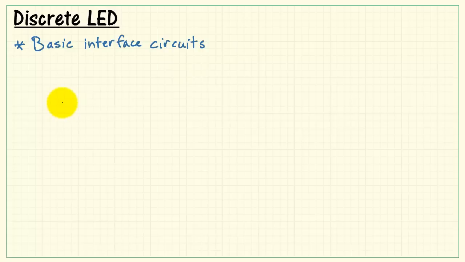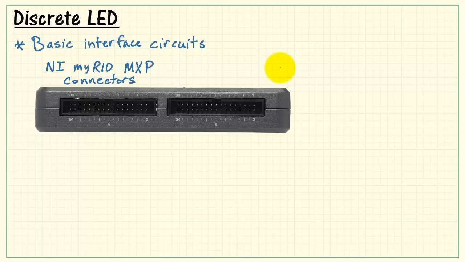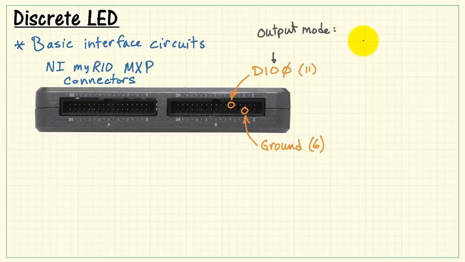Well, I'd like to introduce you to two basic interface circuits. And let's begin with the myRIO MXP connectors. We're going to connect the LED to DIO 0, that is the digital output number 0, which is on pin 11. And I will need to make use of the ground pin, or at least one of the grounds, which is located on pin 6. I'm using the DIO in the output mode for this application. And as an output, the DIO has approximately 3.1 volts in the high state and approximately 0.0 volts in the low state.